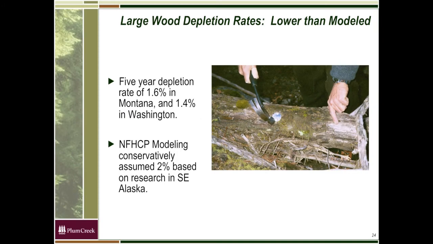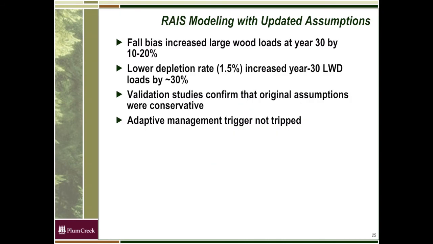Large wood depletion rates ended up being lower than we modeled. We thought the wood would disappear sooner because we based it on 2% depletion rates from research in Southeast Alaska, but it came out to be 1.6% in our monitoring. So basically the adaptive management trigger was not tripped. The validation studies confirmed that our original assumptions were conservative, and we were able to move on.